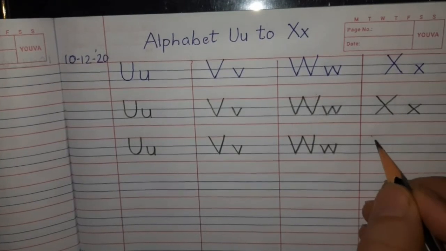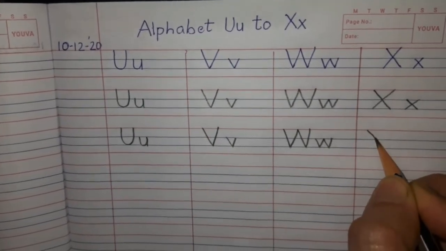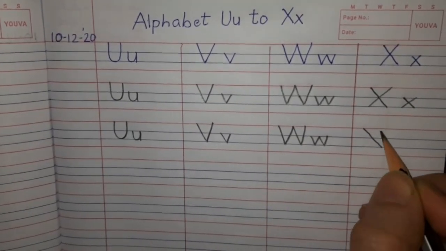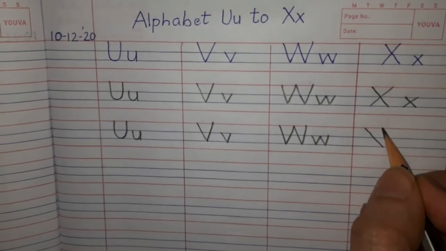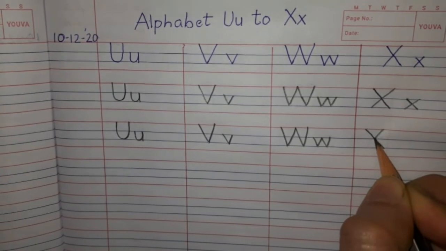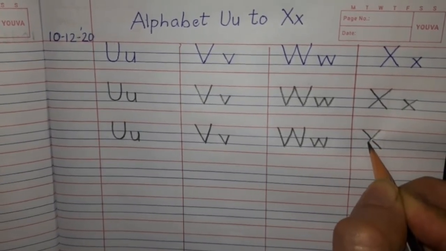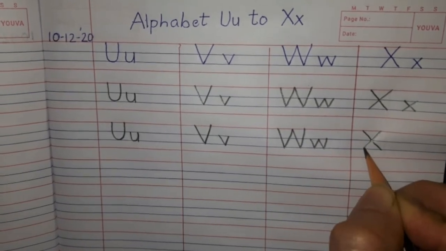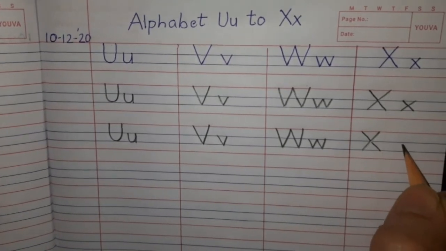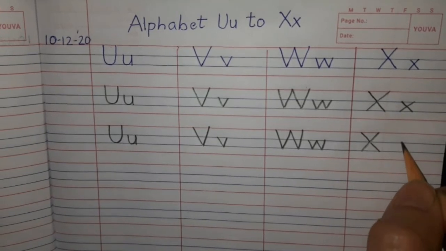For capital X children, start from the first red line, slanting line, come down, touch the second blue line. Then again start from the first red line. Opposite slanting line, cut the first slant line on the blue line, come down slanting and touch the second blue line. Then for small x children, you will start from the first blue line.